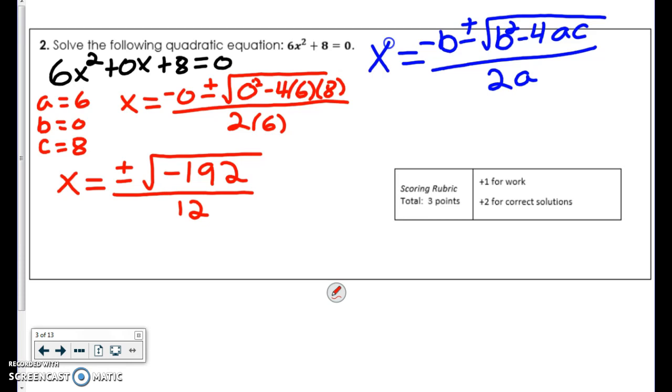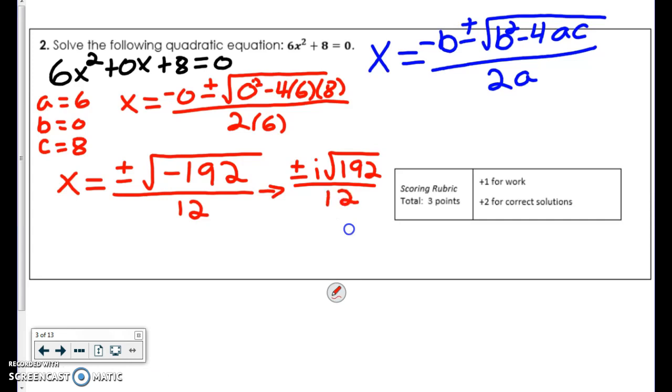Remember that we cannot have a negative under a radical, and in order to get rid of that negative, we are going to replace it with an i. So we can rewrite this as plus or minus i square root of 192 divided by 12. We can simplify this even more by breaking up the square root of 192. Oops, this should actually be a 12.